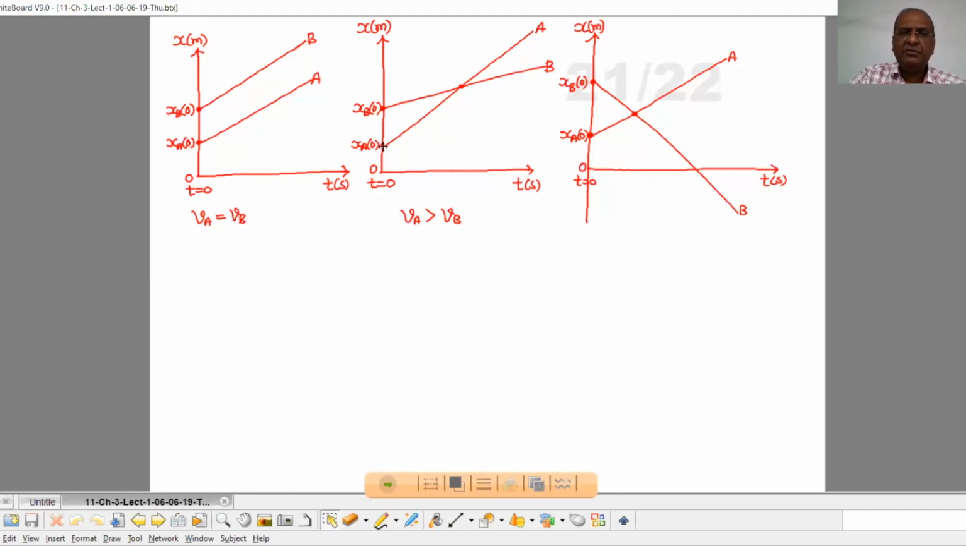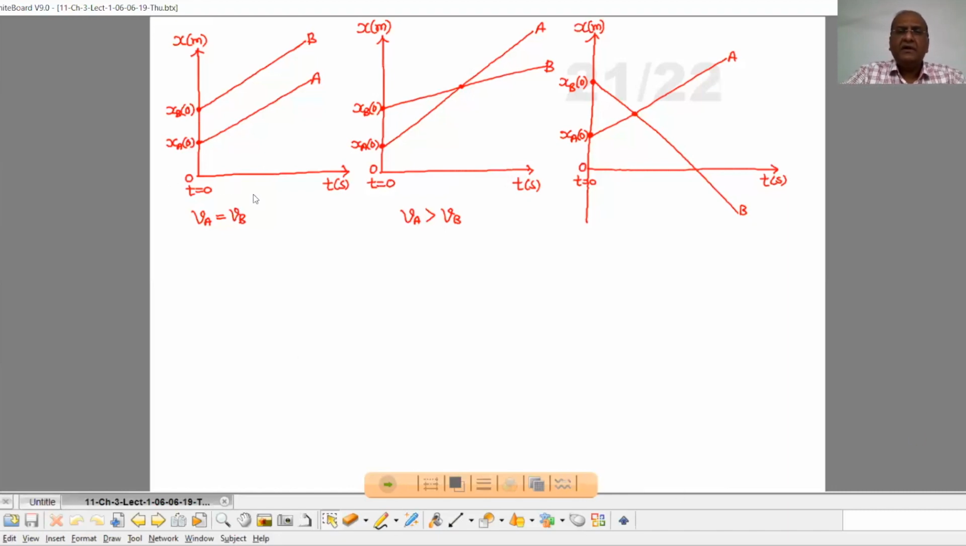Then suppose we prepare the second graph. Here, this is the initial position of A, and this is the initial position of B. These two graphs intersect each other at a particular instant, and then the graph of A moves above that of B. If we find the slope of graph A and graph B, we observe that the slope of graph A is greater than that of B, meaning the velocity of A is greater than the velocity of B. We can conclude that at this particular instant, object A overtakes object B.